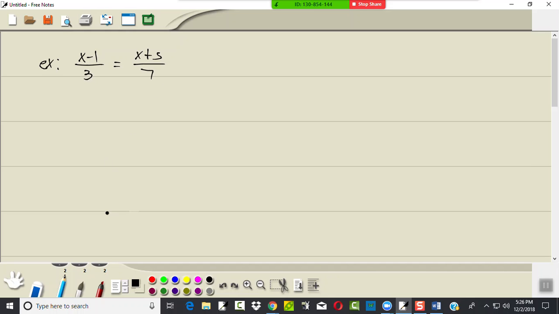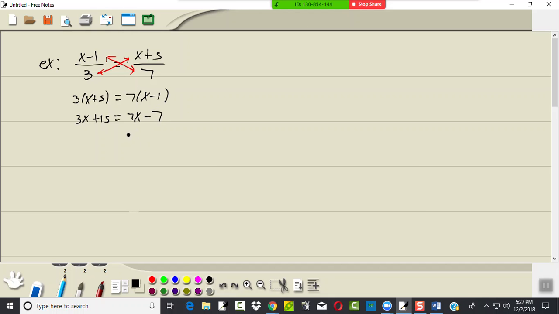Now, a proportion is when you got a single fraction equal to a single fraction. If you got a proportion, what you're going to do is you're going to cross multiply. So you'll take 3 times x plus 5, and you'll take 7 times x minus 1. So I got 3 times x plus 5 equals 7 times x minus 1. 3 times x is 3x. 3 times 5 is 15. 7 times x is 7x. 7 times negative 1 is negative 7.